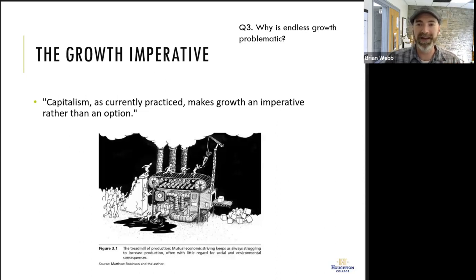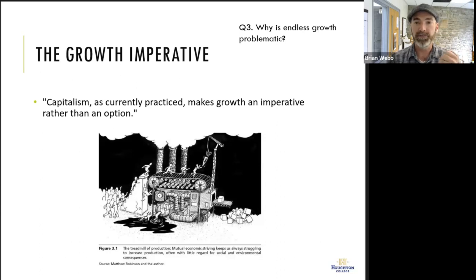So that's problematic. Your book talks about this idea of a treadmill of production. And I like this little political cartoon here. I think it visualizes that idea kind of well. It's this idea that production just begets more production, that we depend on production to solve the world's problems.